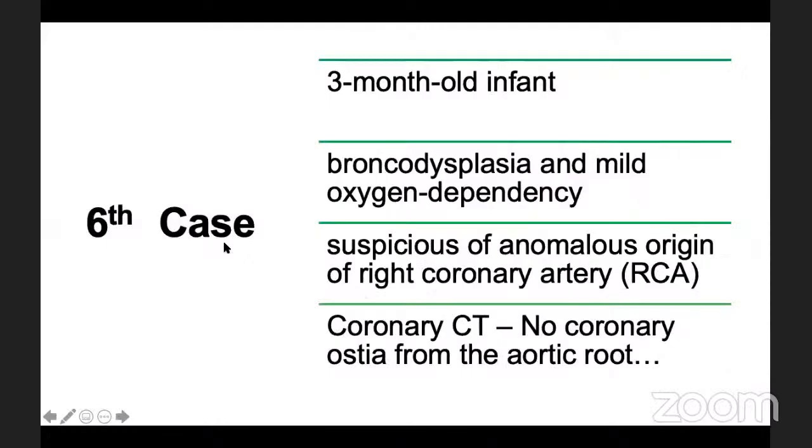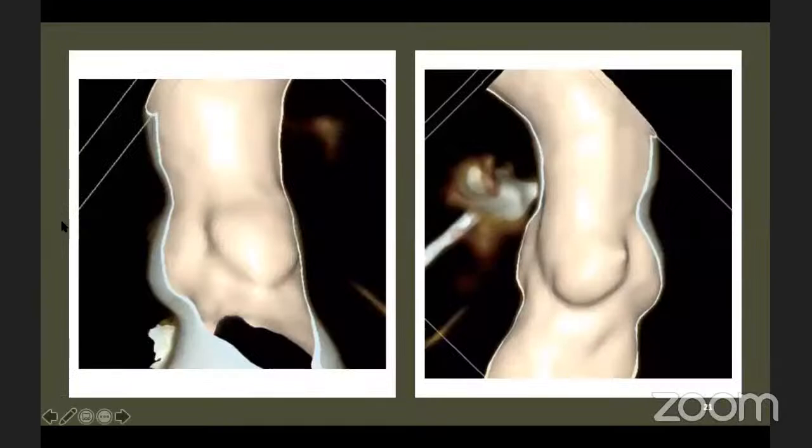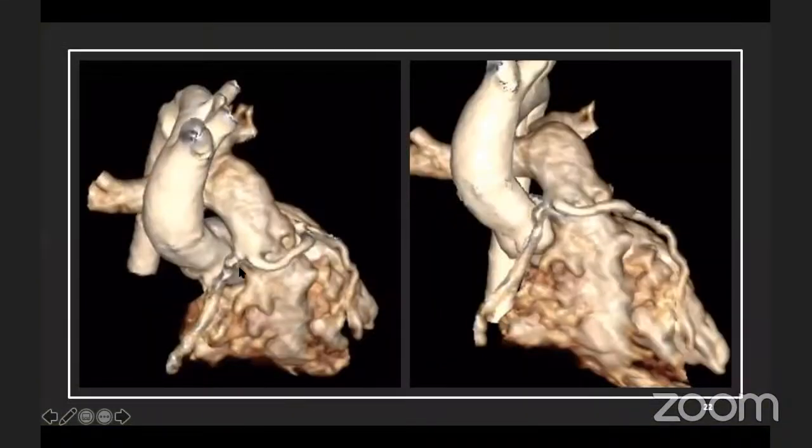So we'll just conclude with this very interesting case. This is a 3-month-old infant with bronchopulmonary dysplasia and mild oxygen dependency. There was a suspicion on echocardiography of an anomalous origin of the right coronary artery. We performed the CT, and we couldn't really see any coronary ostium from our virtual dissection at the level of the coronary sinus.